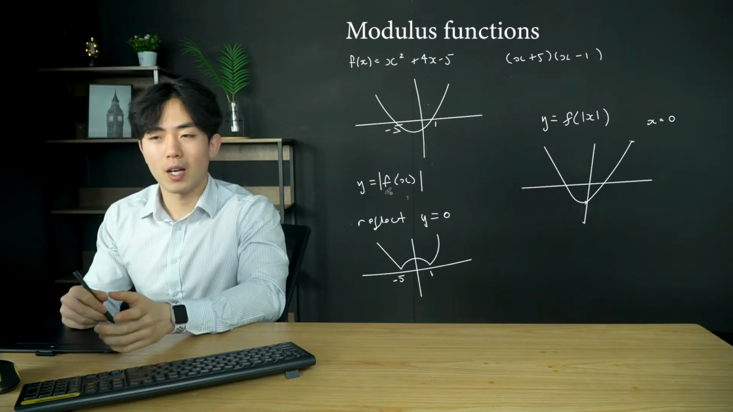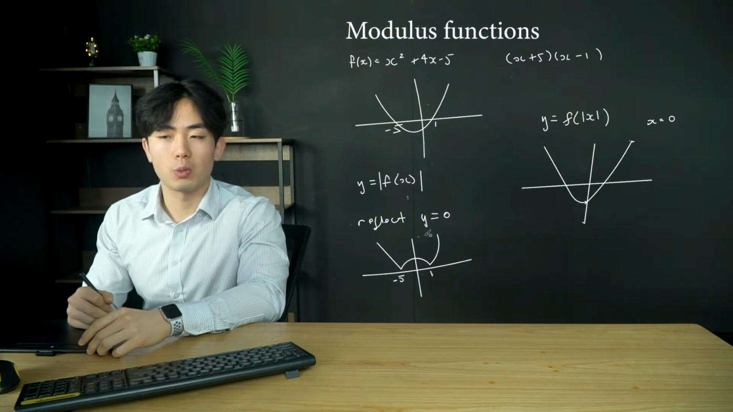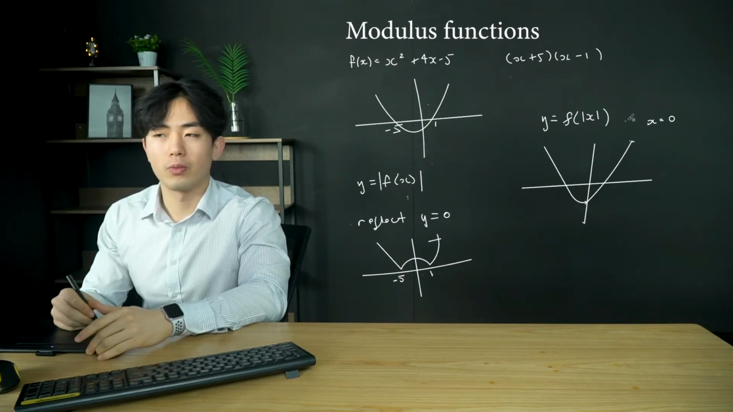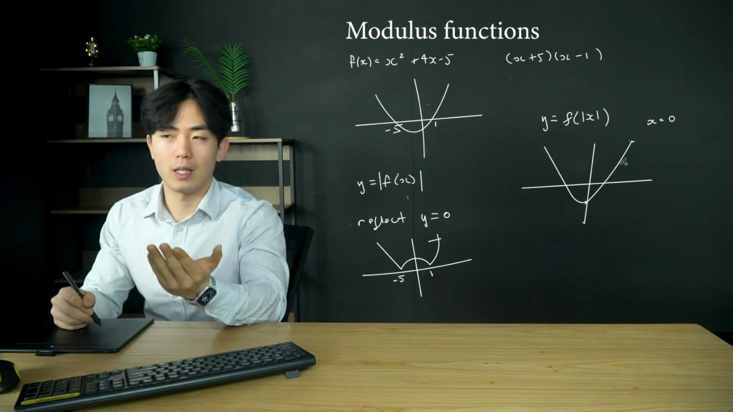Okay, so a quick recap. If we have y is modulus f of x, we reflect along the y is equal to 0 line. Only for the negative side, we move up to the positive section. And for y is f of modulus of x, we reflect the positive side, all of it, to the left hand side.